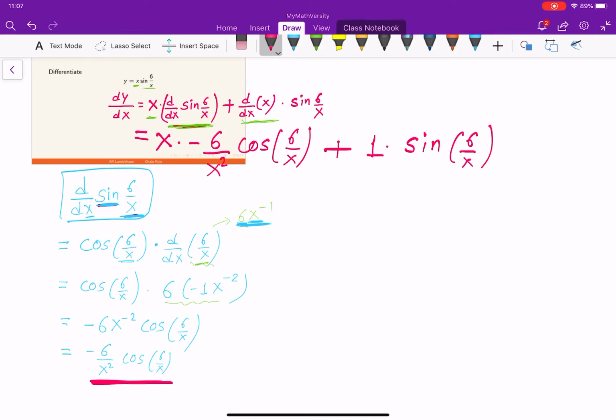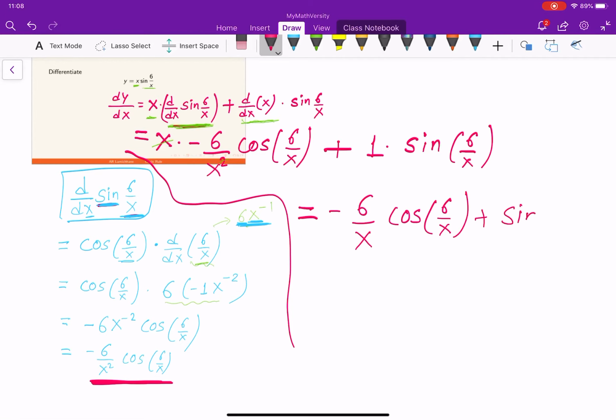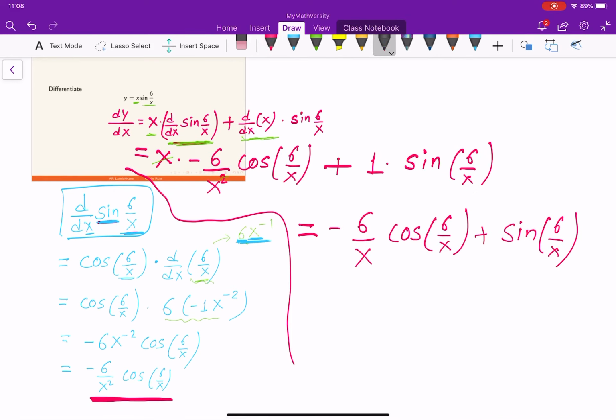Then we see if we can simplify. Here is x, here is x squared. We can cancel one x out as a common factor. So this can be written as negative 6 over x times cosine of 6 over x plus sine of 6 over x. And I believe, if we have not messed up anywhere, this is the nice derivative for the function given here, y equals x times sine of 6 over x.